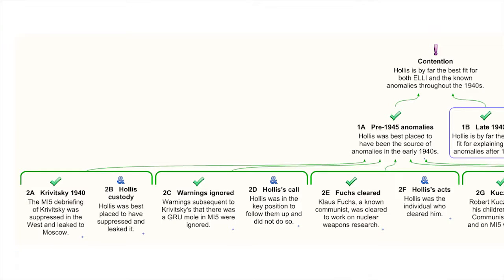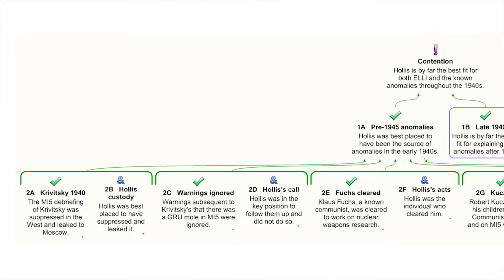Let's move to the second part, 1B, that is to do with the anomalies in the 1940s, the early 1940s. Now this is a complex map. I'm only looking here at the very next level down. Consider first of all that the Krivitsky debrief landed in Moscow very quickly after it was prepared for MI5. And who is it that had specific custody of that report in that period? Roger Hollis.